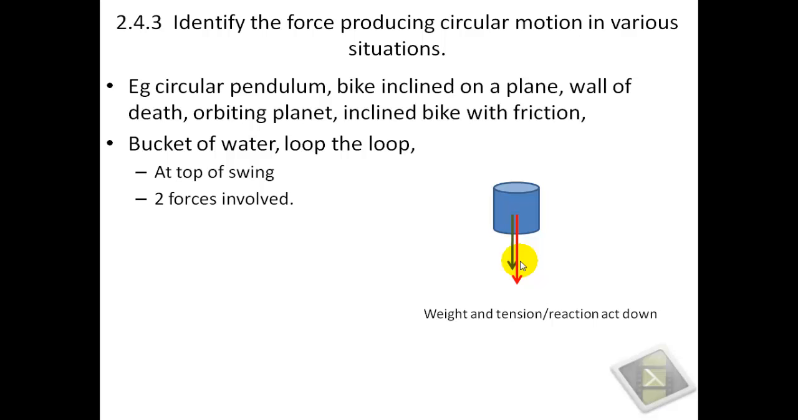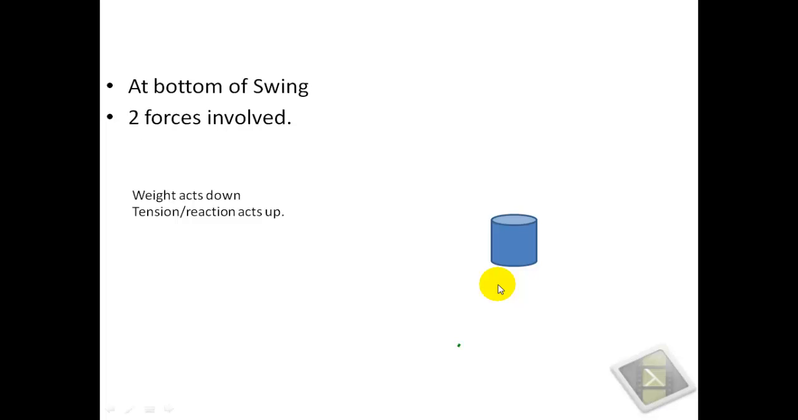Notice they add up in the same direction, so we can say that the tension plus the weight will give the acceleration. We know it's acceleration because the velocity is changing. This is the unbalanced force. This will be the centripetal force because it's the resultant force. T plus mg gives an unbalanced force of ma. Newton's second law will cause an acceleration. This will be the centripetal acceleration.